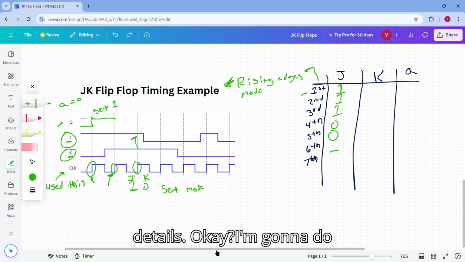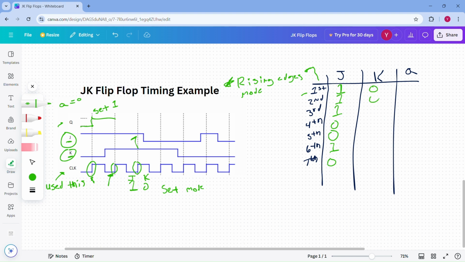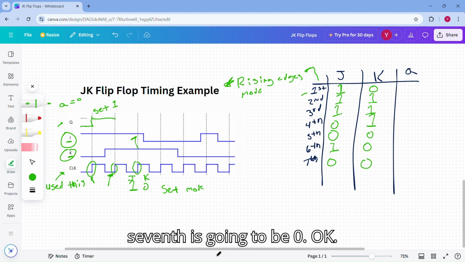Okay? I'm going to do the same process for the K signal. I have 0, 0, 0, 1, 1, 1, and then at my fifth, I have 0, sixth 0, and seventh is going to be 0. Okay.